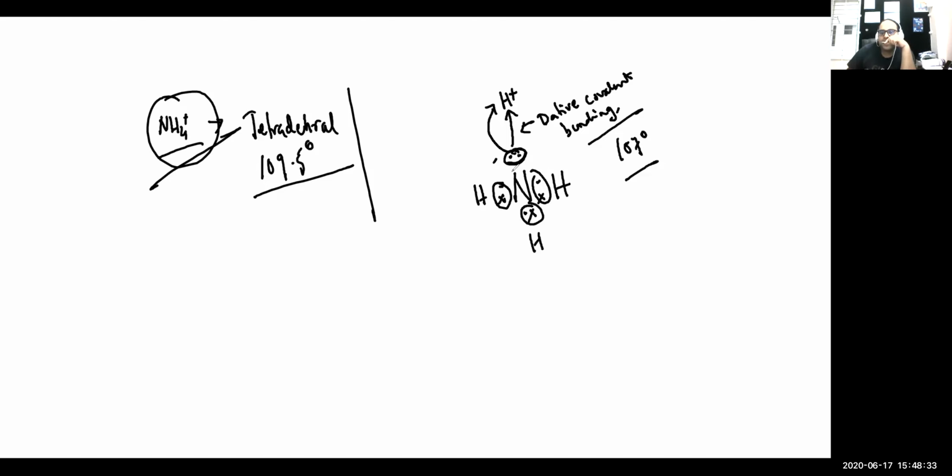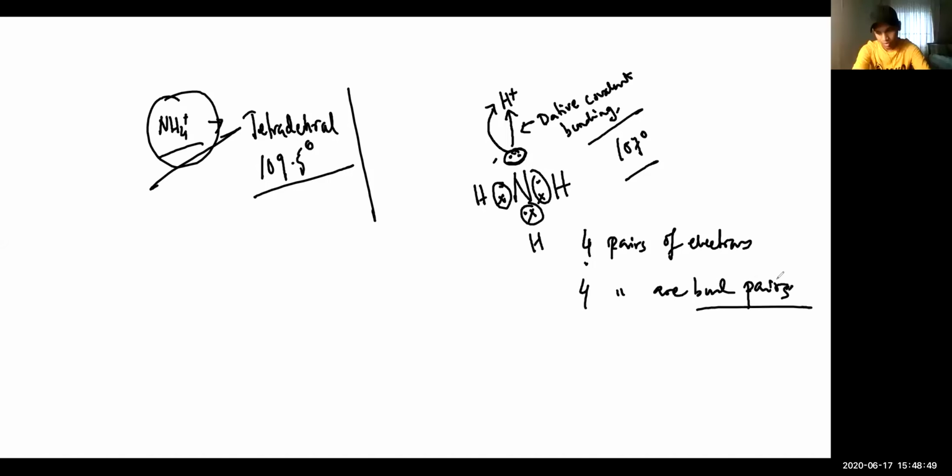Bond pair. Tar mane now all of them are bond pairs. Tahole if you have four pairs of electrons, all four pairs are bond pairs. What is your bond angle? 109.5 degrees. And shape is tetrahedral. Kemon lagche, tumra ki shobai bujcho eta? Shobai, everyone? Yes, sir.